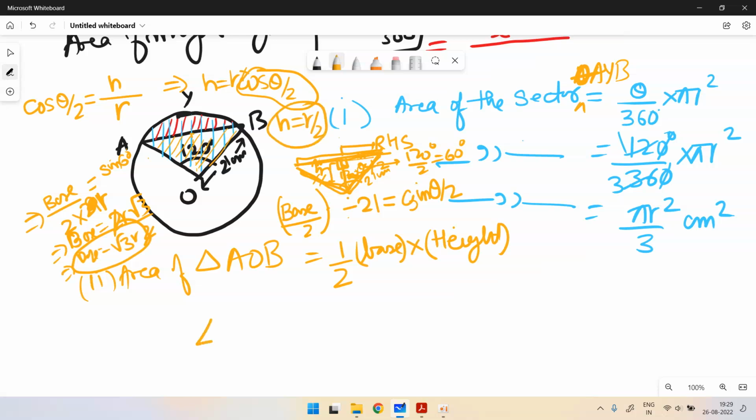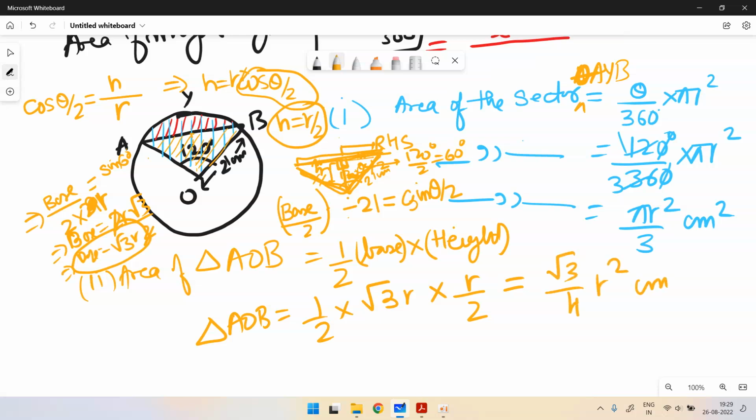So which implies that the area of triangle AOB is nothing but half into base, root 3r, into height, which you have calculated as r by 2, nothing but root 3 by 4 r square centimeter square.